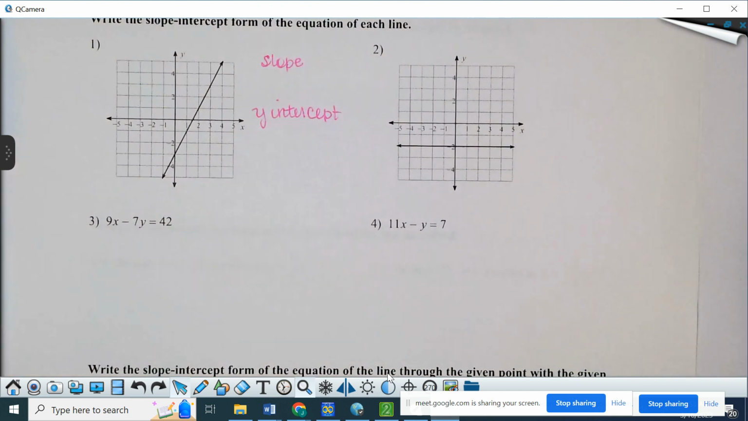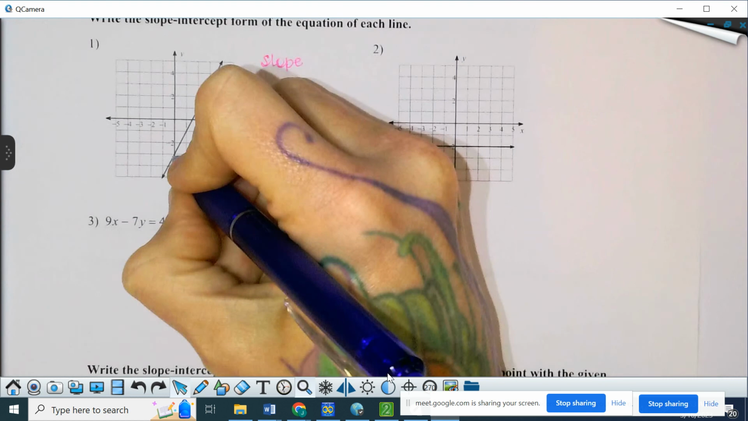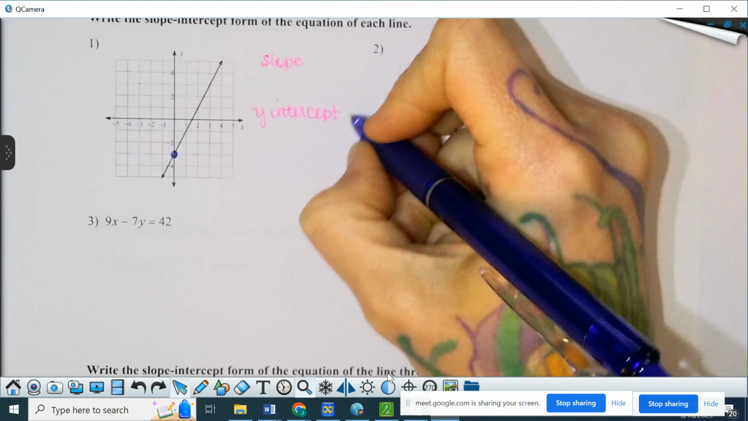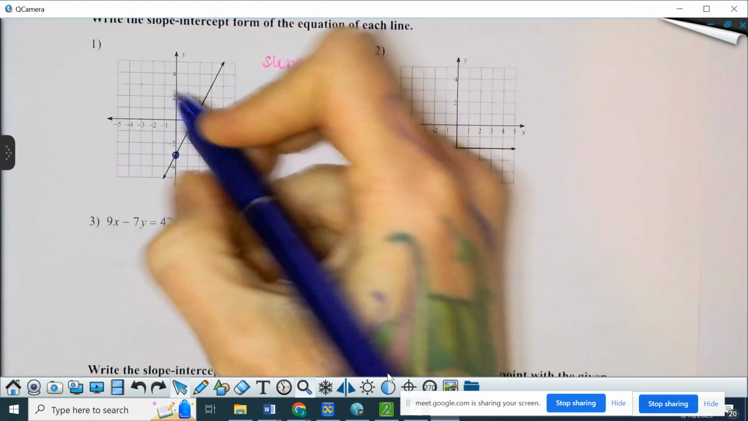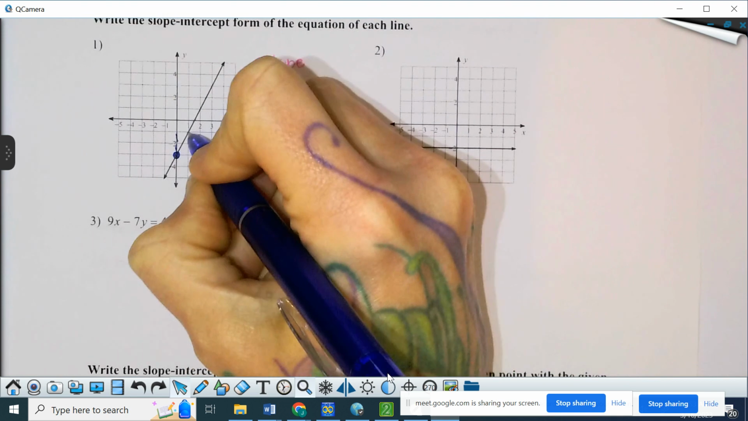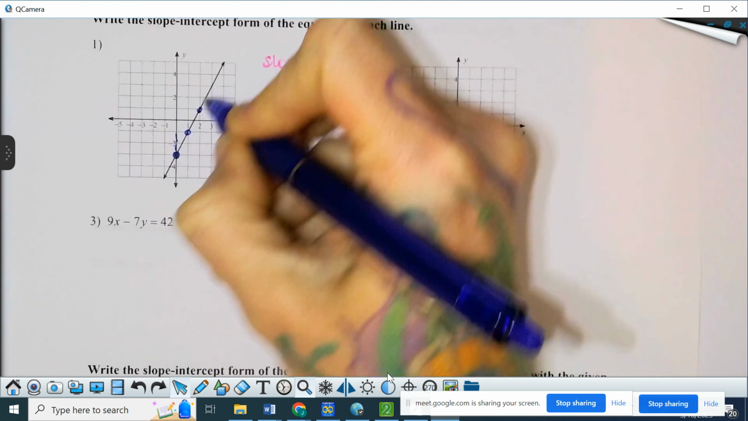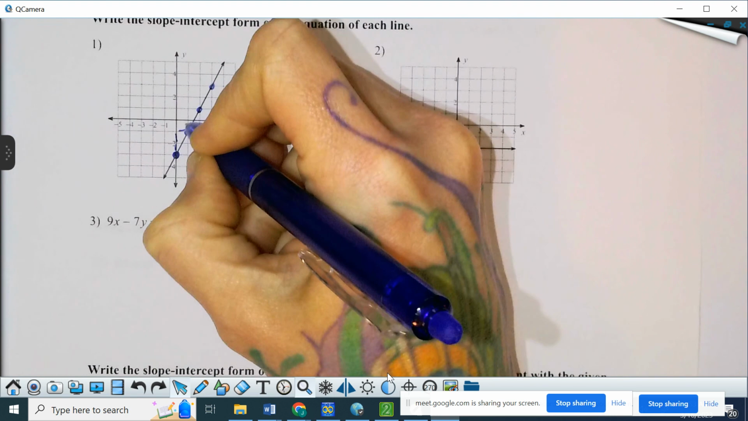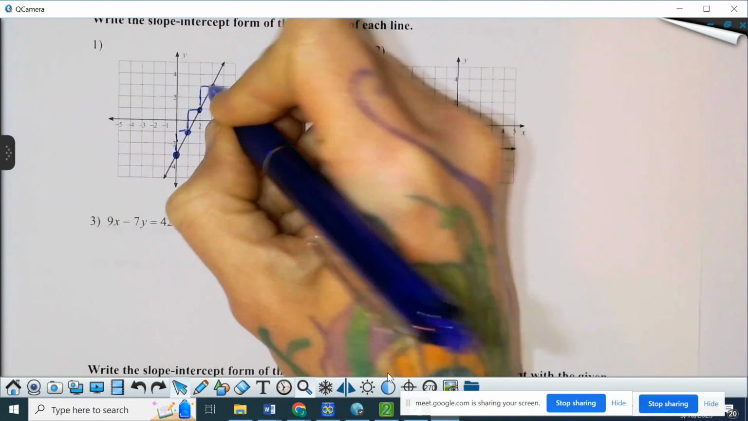So the slope is your rise over run. Your y-intercept is where it crosses the y-axis, so that would be here: -3. For slope, we're going to count up 1, 2. There's another good point, and we'll go check for more good points first. There we go. Over 1, up 2, over 1, up 2, over 1. So it's a positive 2 over 1.